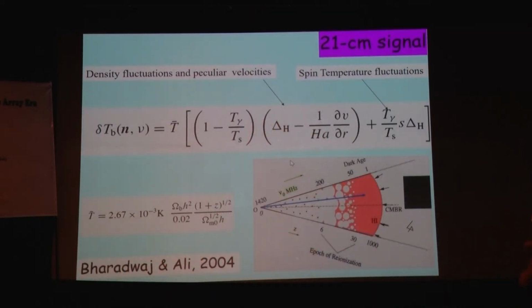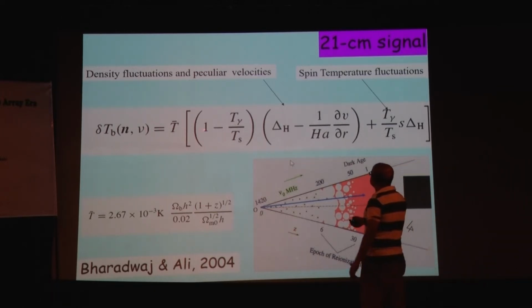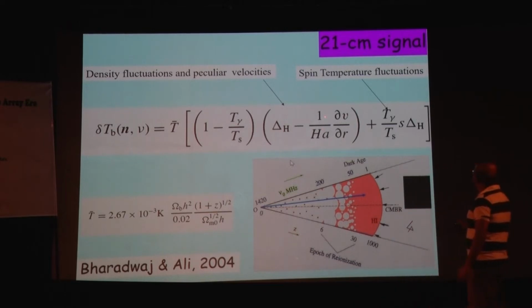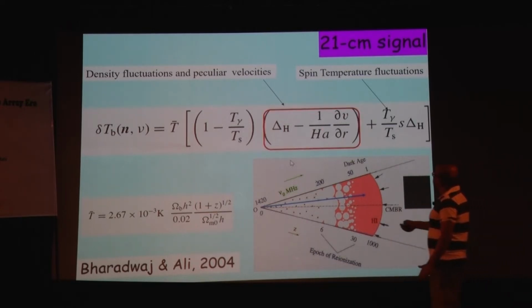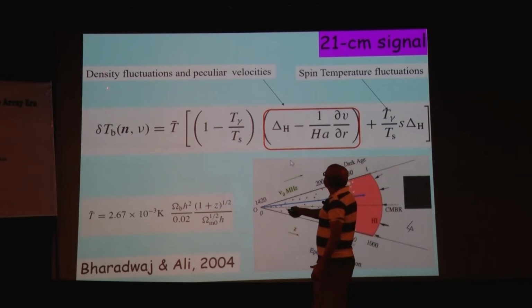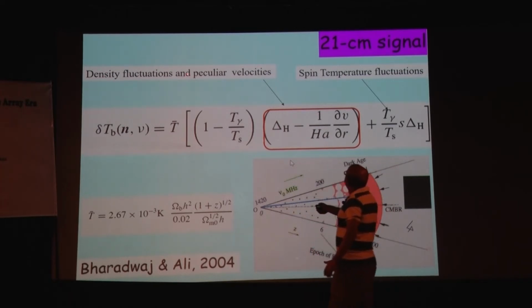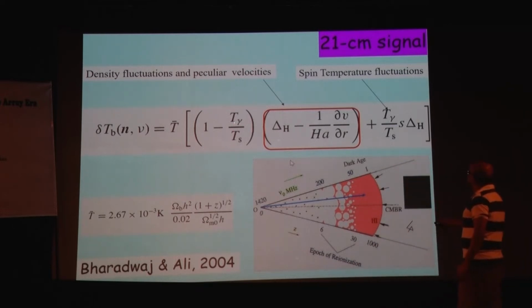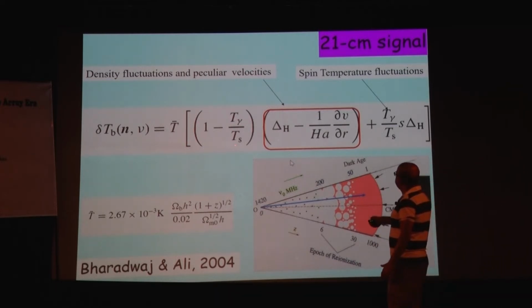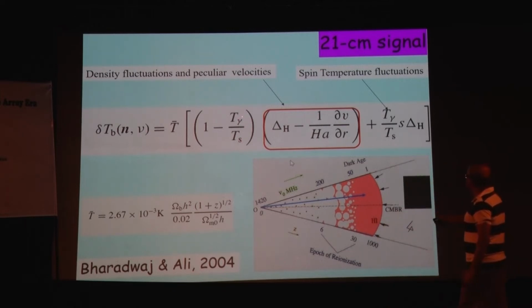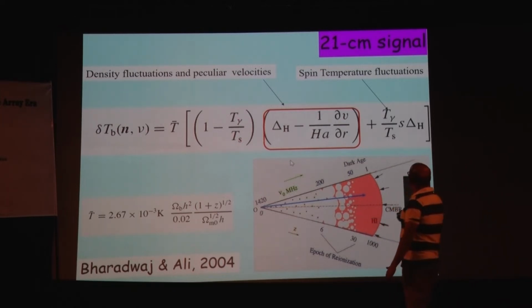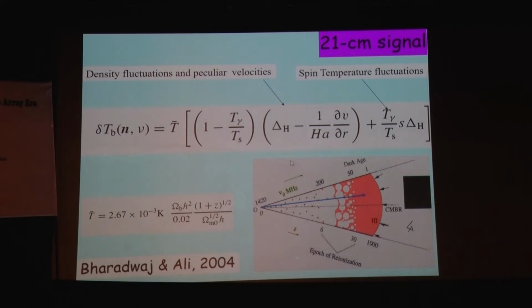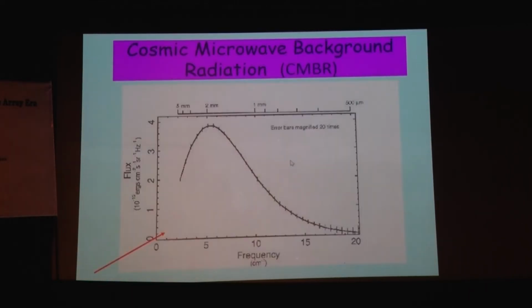And this formula here allows you to calculate the fluctuations in the brightness temperature. This term arises because of fluctuations in the density of the hydrogen and also peculiar velocities. And it has this factor 1 minus T gamma by Ts, where T gamma is the CMB temperature and Ts is the spin temperature. And there is this factor here which arises due to spin temperature fluctuation. So these are the two things which contribute to brightness temperature fluctuation.